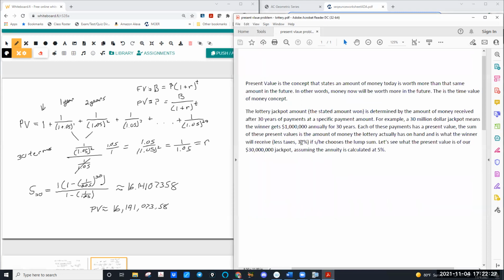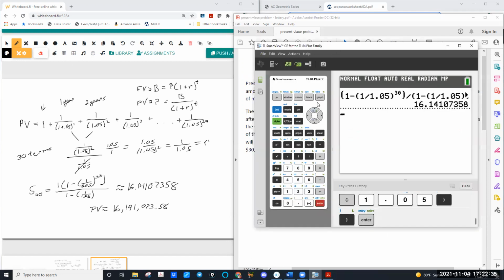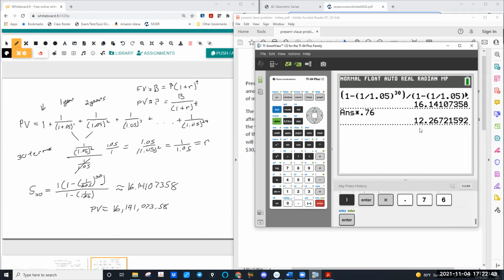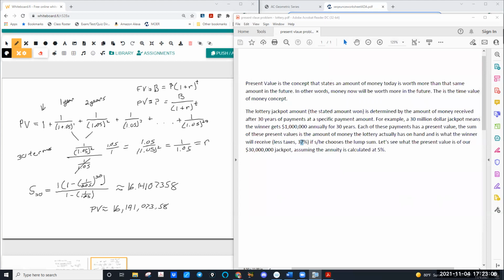You're going to get hit at a 37% tax rate on that money, 24% of which is taken right away. So if we took off the 24%, that would leave us with 76. Don't get me wrong, still a very nice payday, right? But what you would receive from the lottery is $12,267,215.92. And you would still owe the additional 13% tax on that at the end of the year to the IRS. All right, so that I think is just some interesting stuff about the lotto.